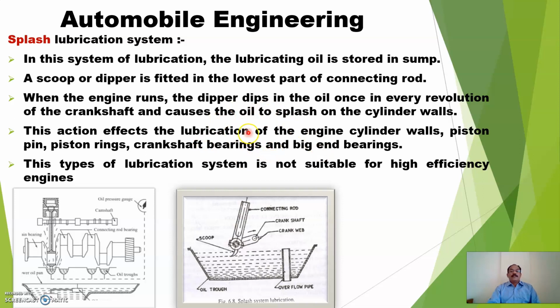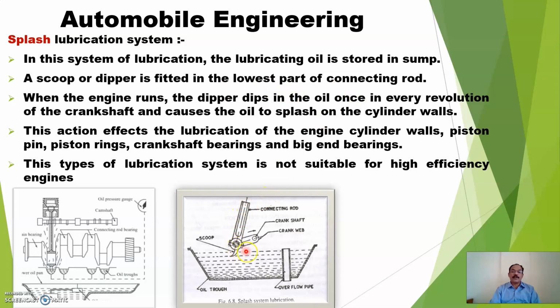Now the second lubrication system is the splash lubrication system, in which, like the word says, we splash the oil from the sump. This system is in existence and is used in the present automobile system. In this system of lubrication, the lubricating oil is stored in the sump, as you see in this figure. A scoop or a dipper is fitted at the lowest part of the connecting rod.